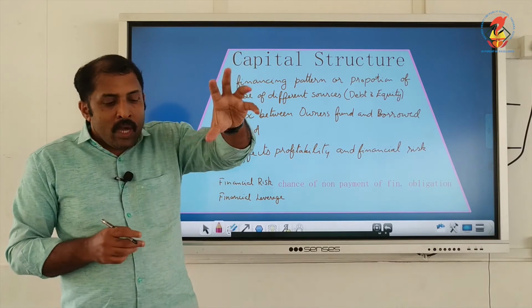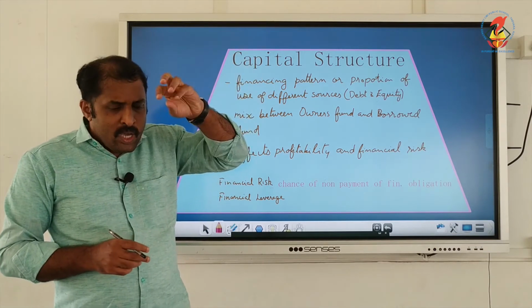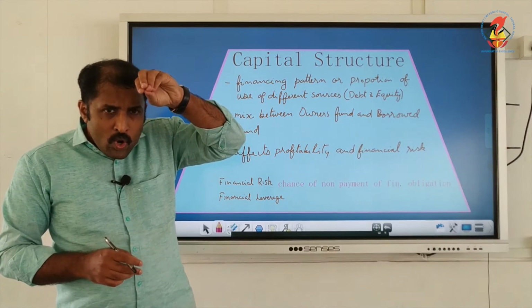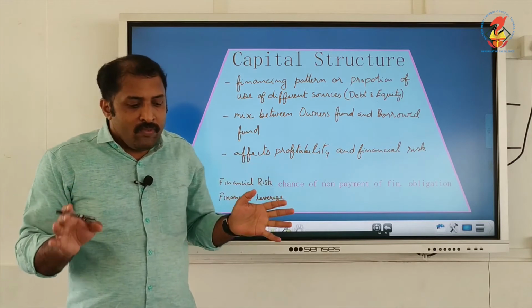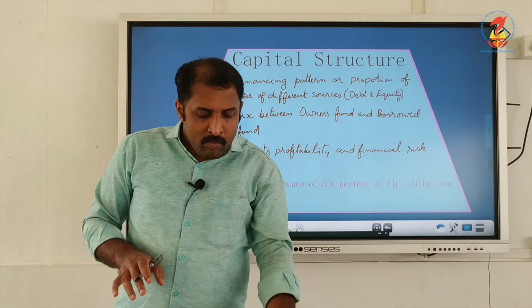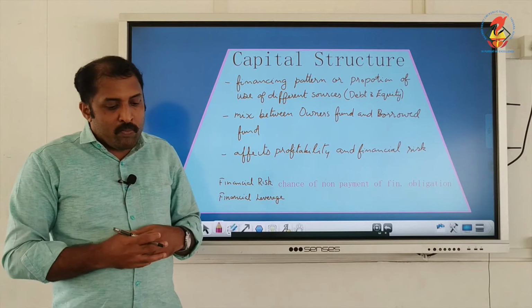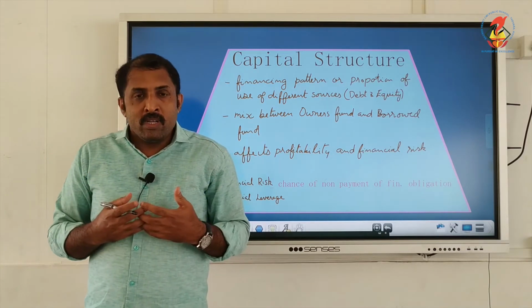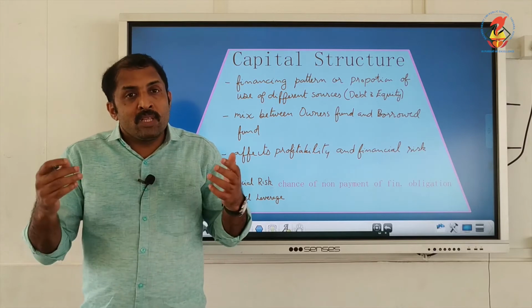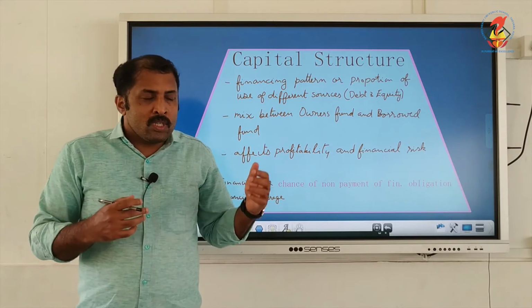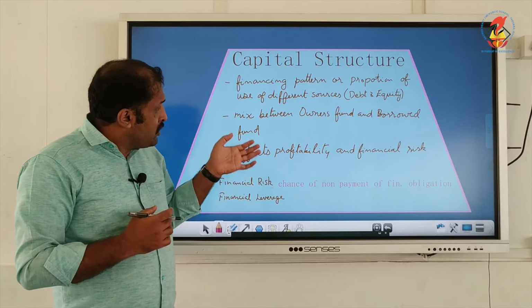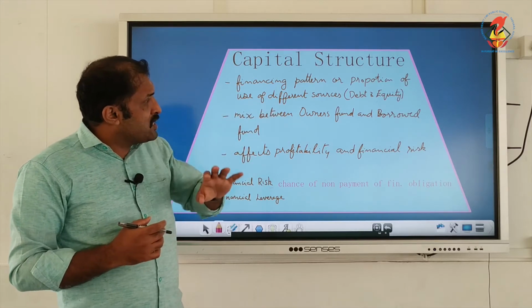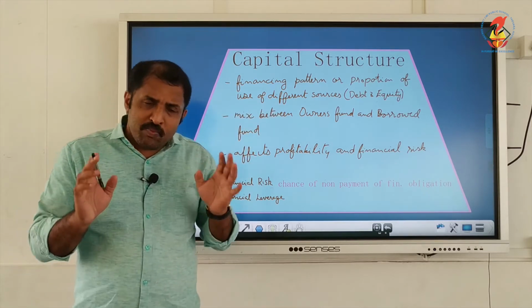So when we are taking funds through debt sources, there is a chance of financial risk. Fixed financial cost has to be paid, so more risk has to be borne. So there is a problem with borrowed sources. When we are going for owners fund, there is also a problem.